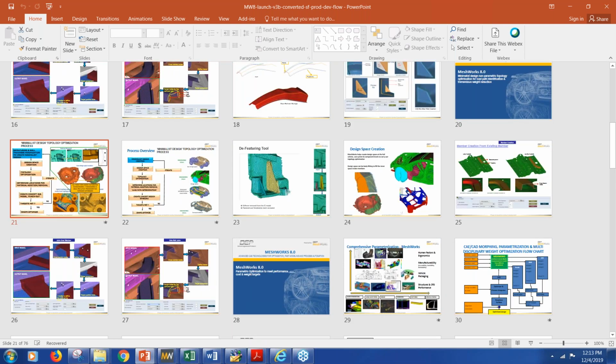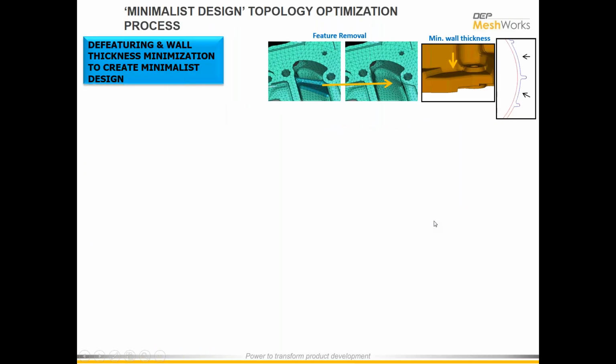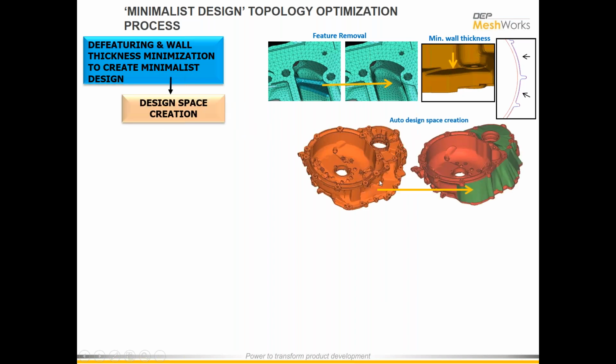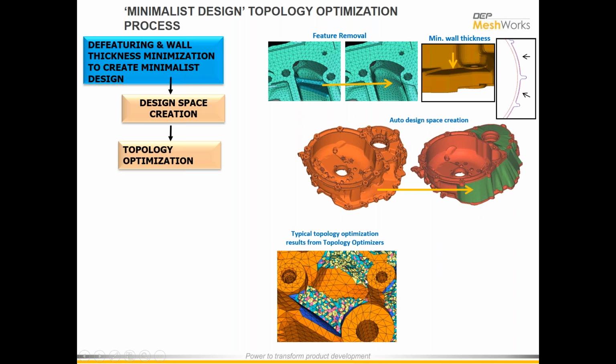If you're doing a non-parametric topology optimization, Mesh Flux allows you to, number one, create a minimalistic design by allowing you to defeature and to reduce the wall thickness. This is the lightest design possible. Then with that as step one, Mesh Flux allows you to create quick design space around the model. And then you run topology optimization using tools like Tosca or OptiStruct, etc.